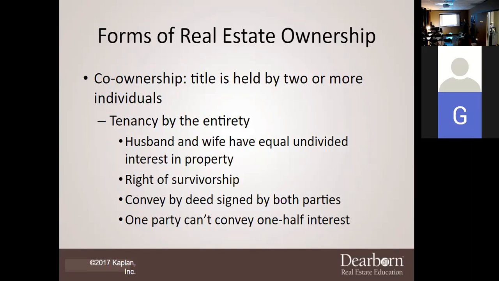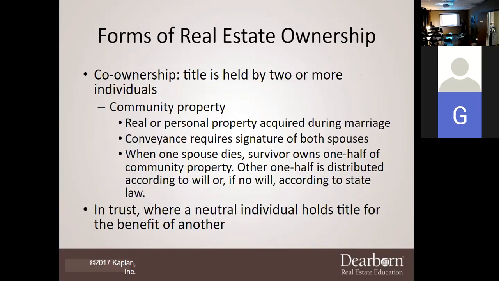One party can't, however, convey a half interest. So if the wife passes away, she can't have a will that transfers her interest in that property to someone other than her husband. It automatically goes to the husband. That's what right of survivorship means. Right of survivorship means that it conveys to that person.